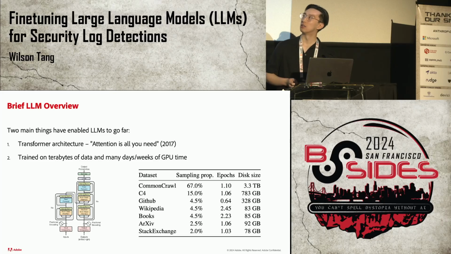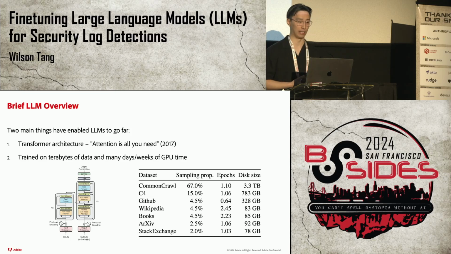So two main things have really enabled LLMs to go far. The first thing is the transformer architecture. If you don't know what that is, it's highlighted in the paper called Attention Is All You Need from 2017. This is an amazing paper to read. I'm not going to go into the details in this presentation, but it's a great paper to understand the basis of how LLMs work. And it's still how it's being done today, just stacking more transformer layers on top of each other. So it's a really good way to understand the context.